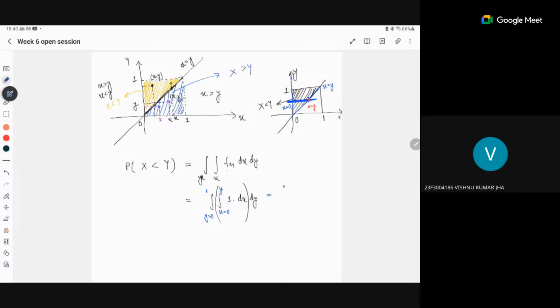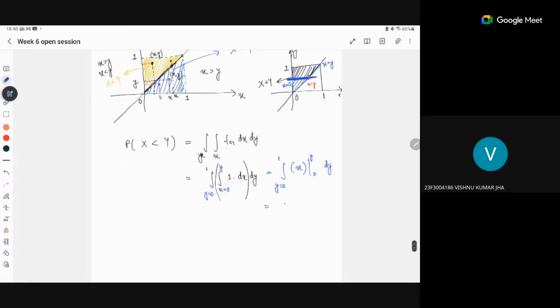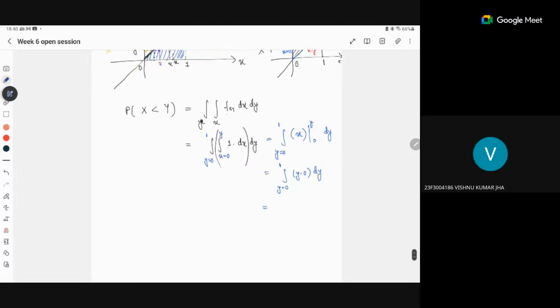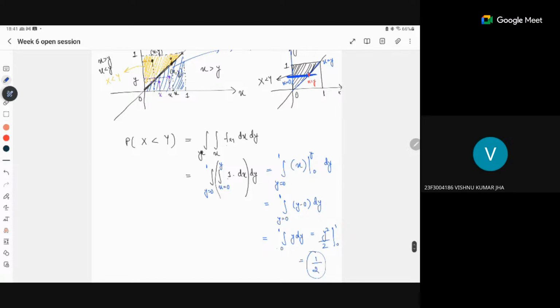So if we do this integration, what we will get? This would be x, with the limit 0 to y, dy. And again, y varying from 0 to 1. So this would be y minus 0 dy. This is y dy, where y is varying from 0 to 1. And what is this integral? This is y square by 2. So from 0 to 1, this area is 1 upon 2. Is this okay? Is this clear?